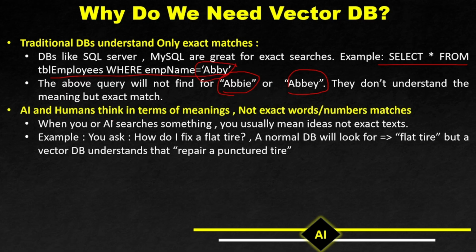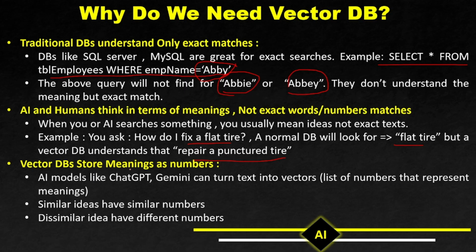AI and humans think in terms of meaning, not exact words. So if we say human being or AI, which is artificial intelligence, they think differently than a normal database works. When you or AI search for something, you usually mean ideas, not the exact text. For example, you ask, how do I fix a flat tire? A normal DB will look for flat tire, but a vector DB understands that repair a puncture tire is relevant as well. So here it goes with the meaning, not with the exact match.